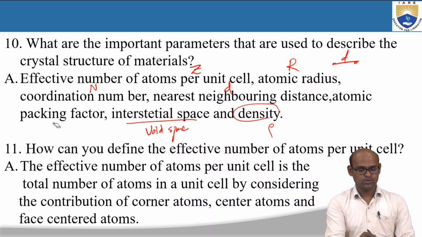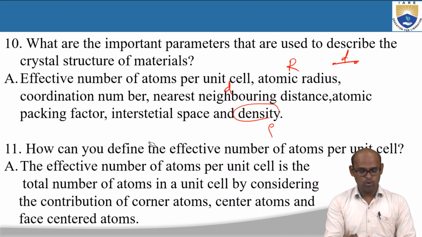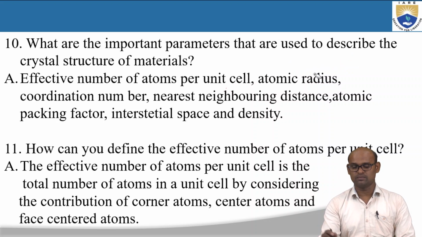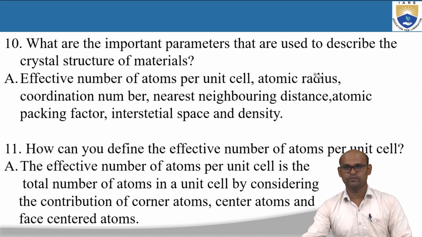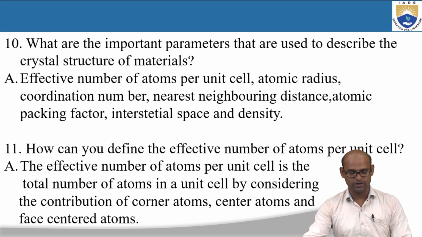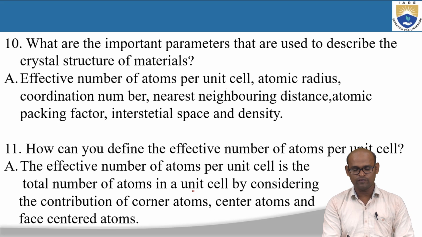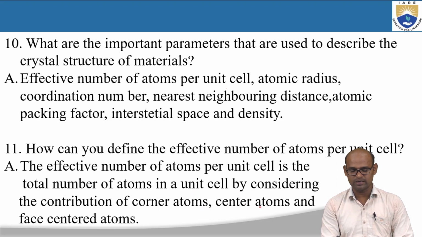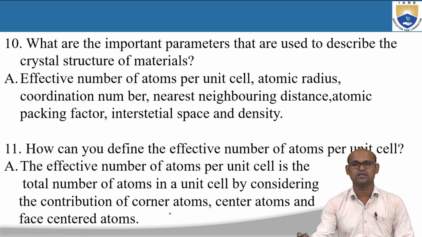Then the next question is how can you define the effective number of atoms per unit cell? These are the important parameters we said to understand the crystal structure of materials. The effective number of atoms per unit cell, Z, is the total number of atoms in a unit cell by considering the contribution of corner atoms, center atoms, and face centered atoms.